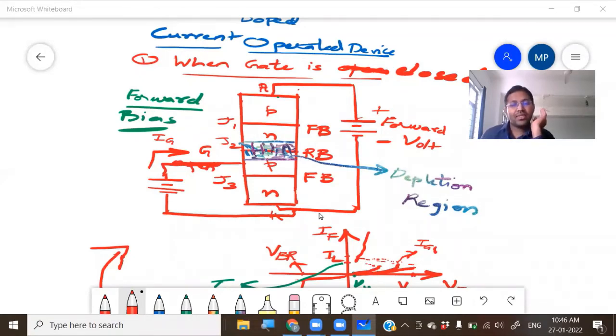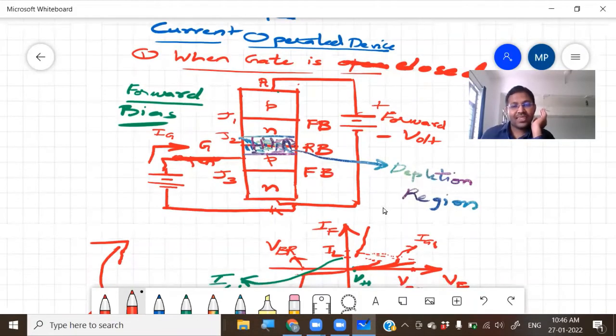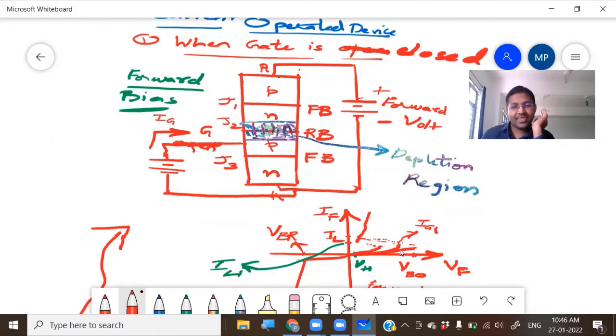The only thing you have to remember is if you increase this gate current, then the breakover voltage will reduce. Initially the breakover voltage was here. Now the breakover voltage will reduce. So this is for a different gate current. I will call it Ig2, right? Ig2 is greater than Ig1. If you keep on increasing the gate current, the breakover voltage will happen at a lower voltage.